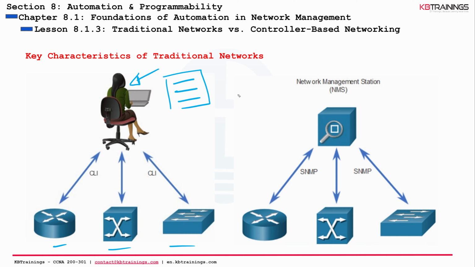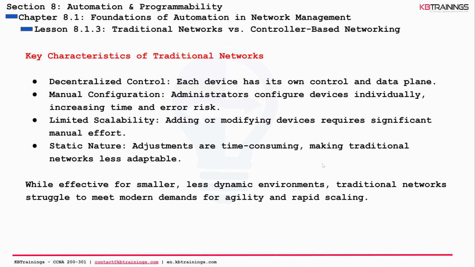This is mostly for network configurations. When it comes to monitoring, we have an NMS or network management station that is connected to each device individually using a protocol like SNMP to be able to monitor and control the state of our network. So this is the traditional way, and here are a few characteristics of a traditional network.